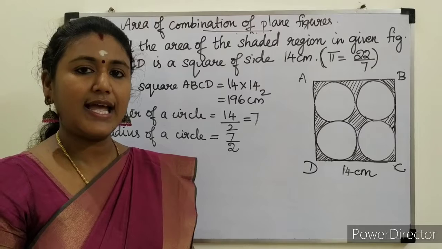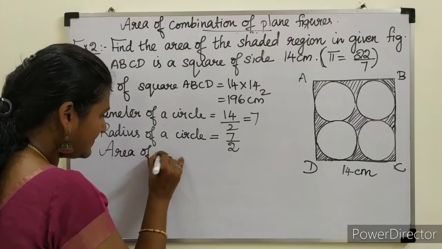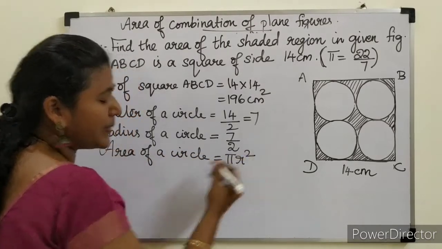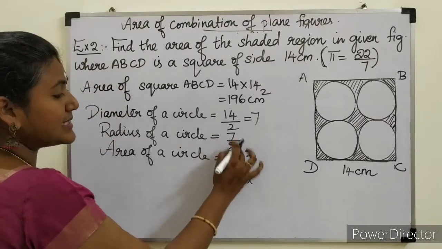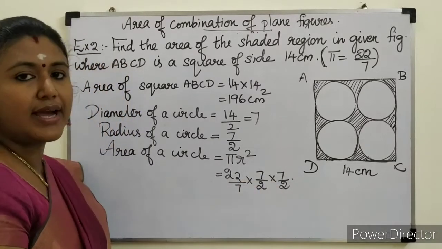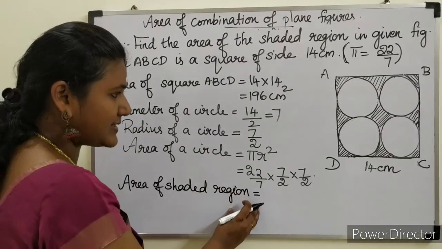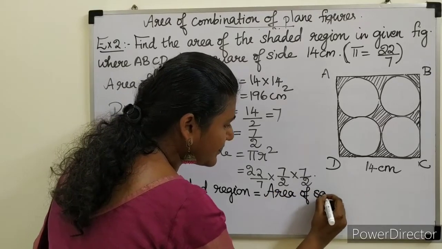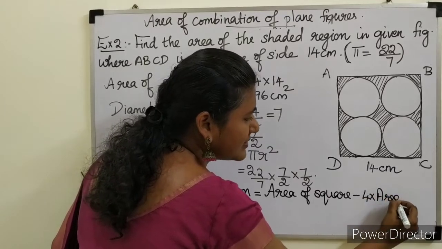Now we will find the area of one circle. Area of a circle is equal to pi r square. The formula is pi r square, that is 22 by 7 into the radius 7 by 2, so 7 by 2 into 7 by 2. Now we will find the area of the shaded region. Area of shaded region is equal to area of square minus 4 into area of circle.